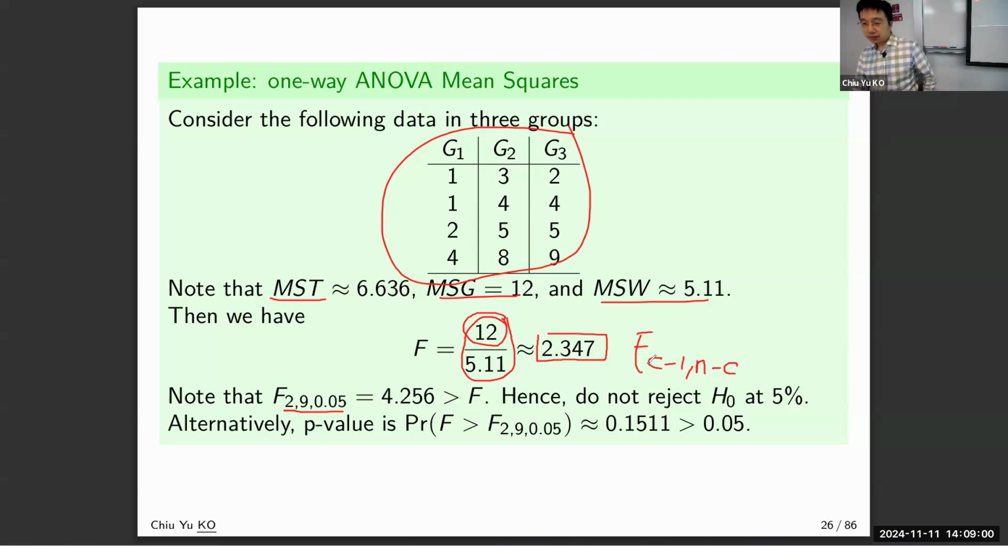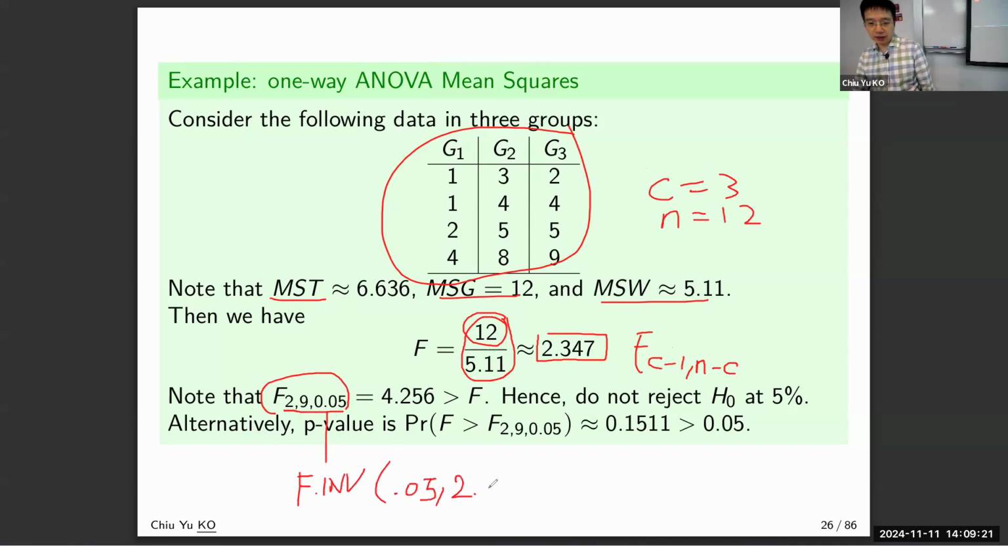And C is 3 and N is 12. So we just compare to this number, the critical value, which is F inverse, because it's a right tail test, 5%, 2 and 9. That will give you this number, 4 point something. You can put it in Excel.